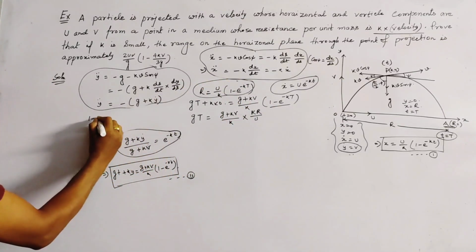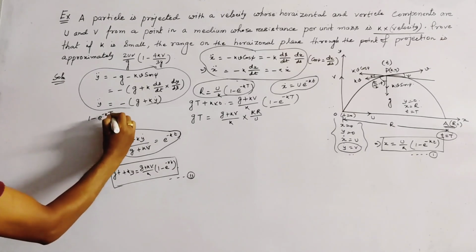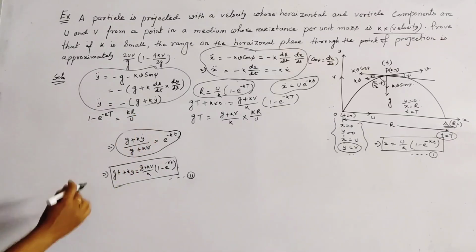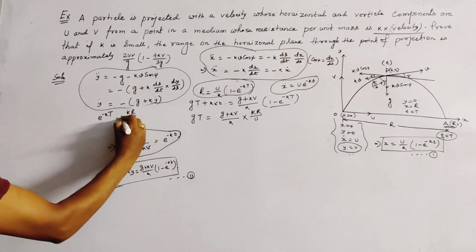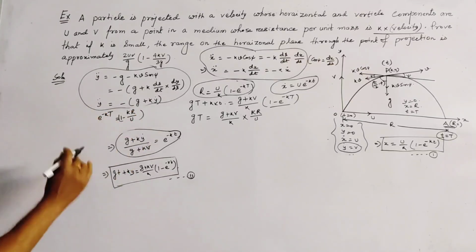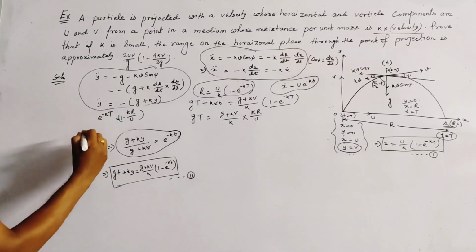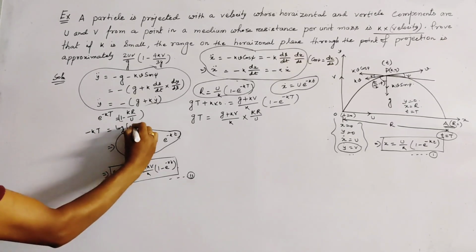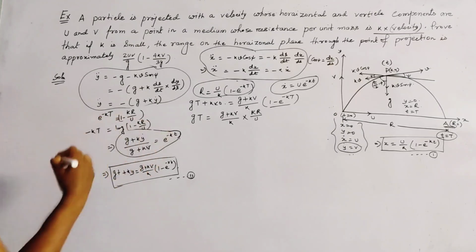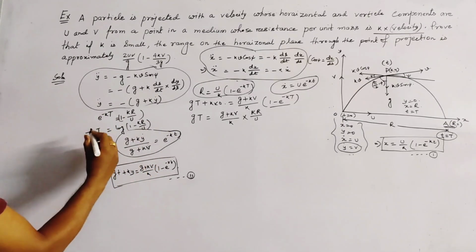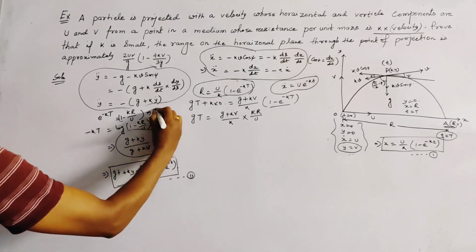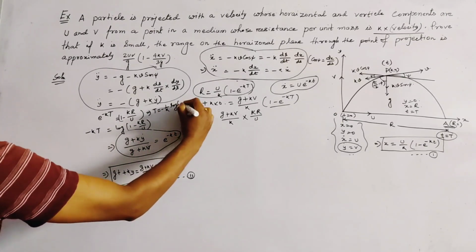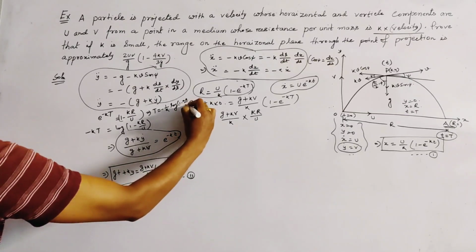Now 1 minus e to the power minus kt is equal to kr by u. Taking log on both sides, we get minus k into t, which is equal to log of 1 minus kr by u. So the value of t is given by minus 1 by k into log of 1 minus kr by u.